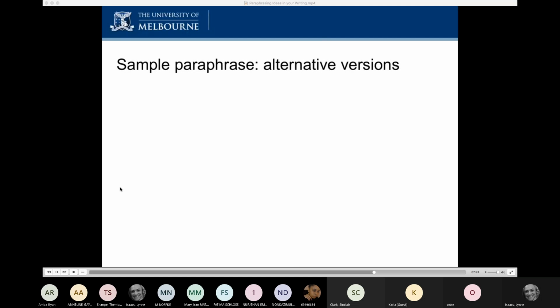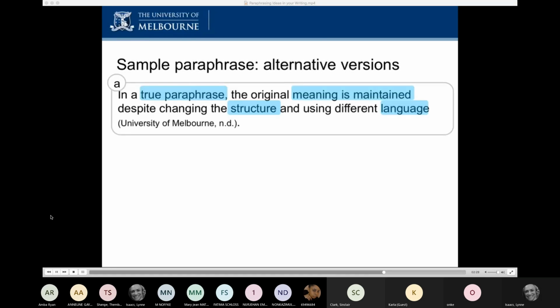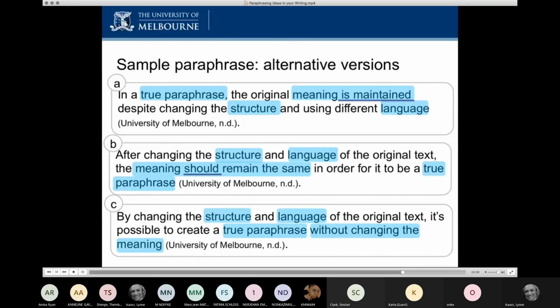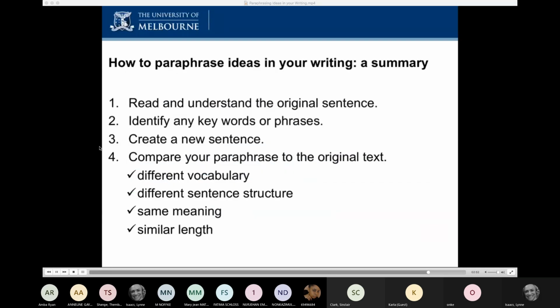To change the sentence structure, try these strategies. Change an active verb to passive. Introduce a modal. Change a positive statement to negative. Using these strategies is effective because changing the word form can often force you to change the sentence structure. So, follow these 4 steps and you too can enhance your argument by incorporating and acknowledging others' ideas into your discussion.